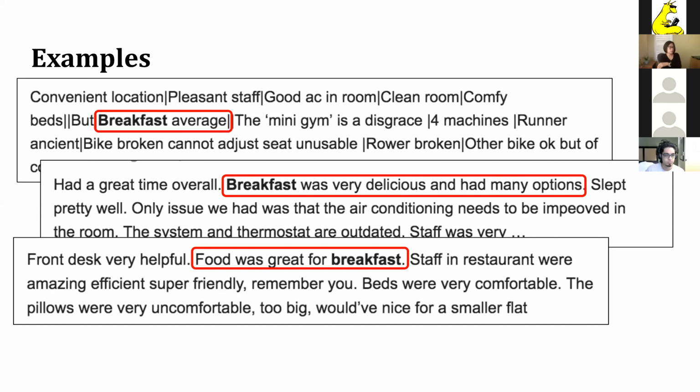I'm going to give you here a very simple example of how people describe breakfast, right? So you can see phrases like breakfast average, breakfast was very delicious and had many options. Food was great for breakfast. And I'm saying this is actually a very simple example. You see a lot of reviews where even a human wouldn't know sometimes how to interpret this.